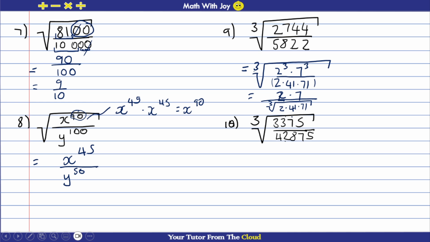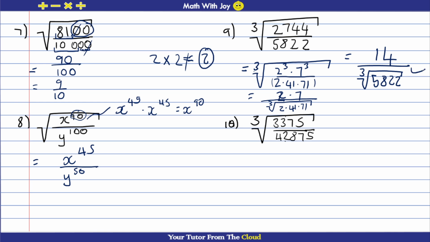In other words, they can't make it out of the root because you won't be able to find the number that can times itself to actually give you 2. No number can times itself to give you 2, right? So that's the problem there. No number can times itself to give you 41 or 71. So if I rewrite it very nicely for you, 2 times 7 is 14. So this becomes 14 over the cube root of, let's just combine 2 times 41 times 71 back to 5,822. So that's the only thing you can do.